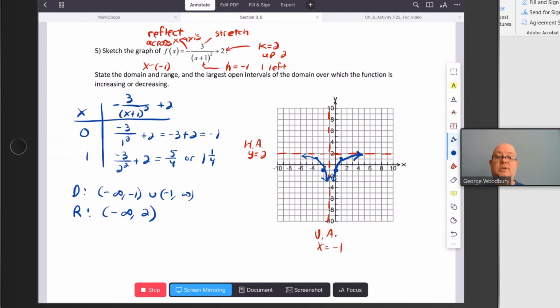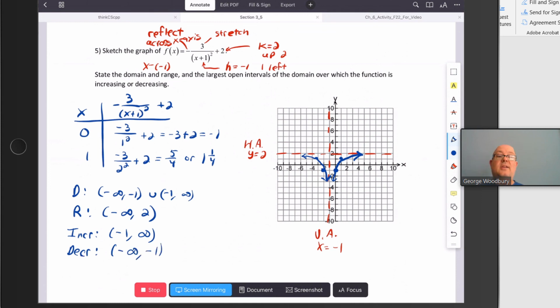Where is the function increasing? It's increasing on the right-hand side, so from x equals negative 1 to infinity. Decreasing is on the left-hand side. That's everything up to but not including negative 1, from negative infinity to negative 1.